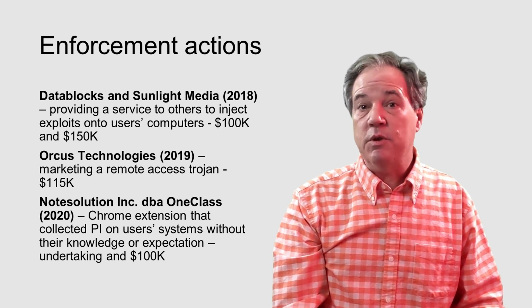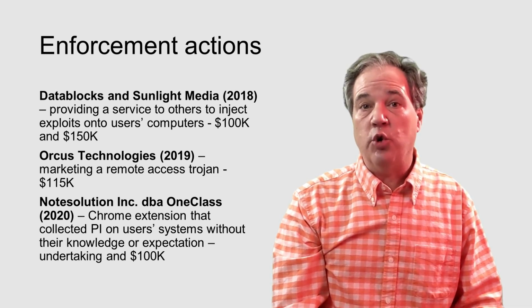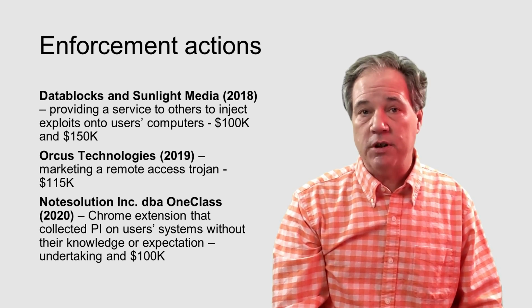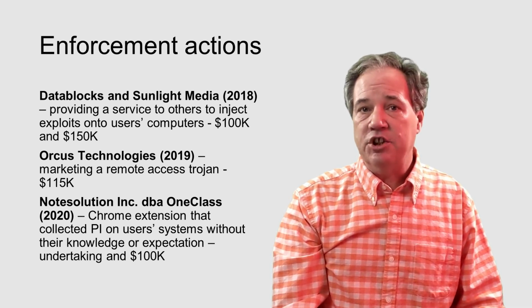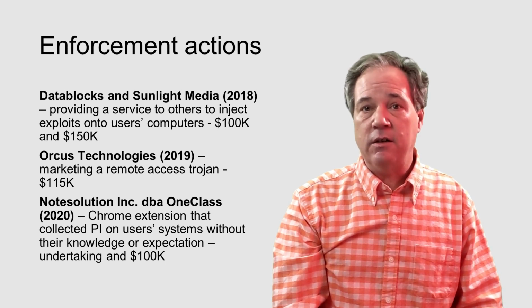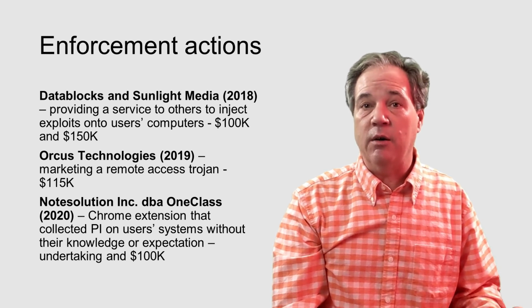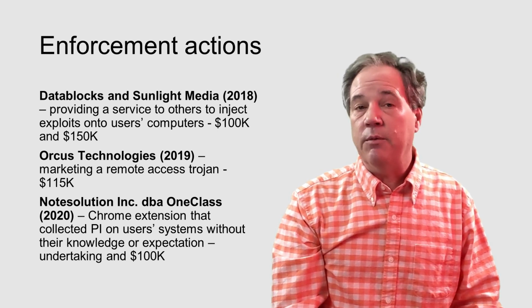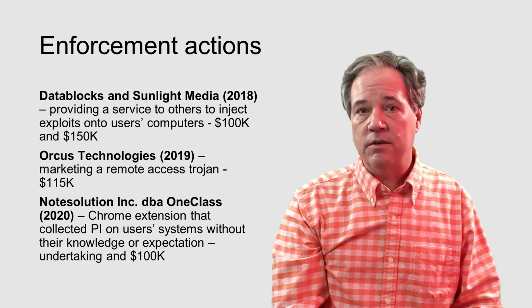The second enforcement action was in 2019 and involved a company called Orcus Technologies, which was said to be marketing a remote access Trojan. They marketed it as a legitimate tool, but the CRTC concluded that this was to give them a veneer of respectability for an ultimately shady undertaking. They were hit with a penalty of $115,000.